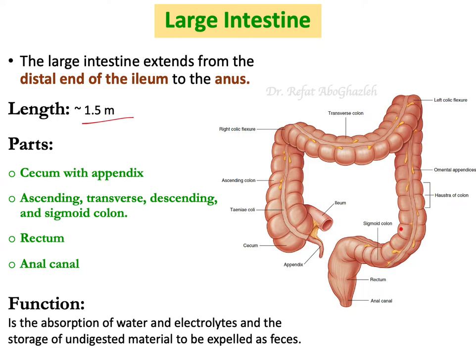Anyway, so again, this is the large intestine that's formed from, as you see here, the appendix, cecum, ascending colon, transverse colon, descending colon, sigmoid colon, which is S shaped, and rectum, plus the anal canal. So we have to know that the main function of the large intestine is to absorb the water and electrolytes, and also at the same time to store the undigested material to be expelled as feces.